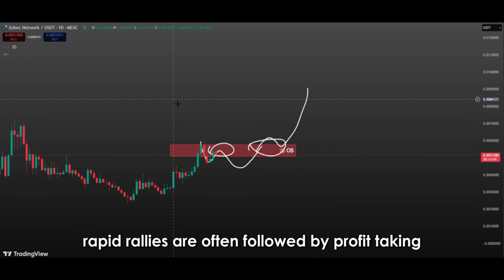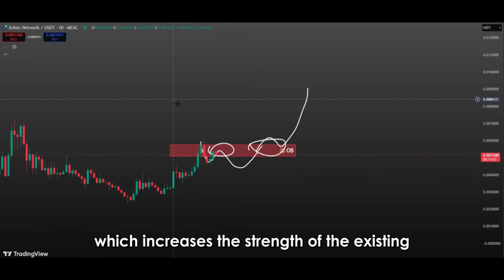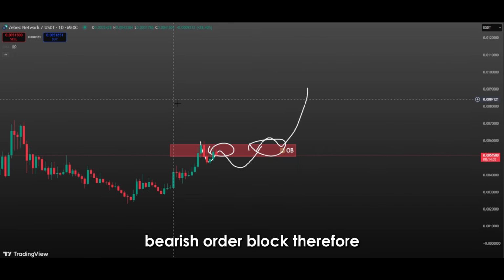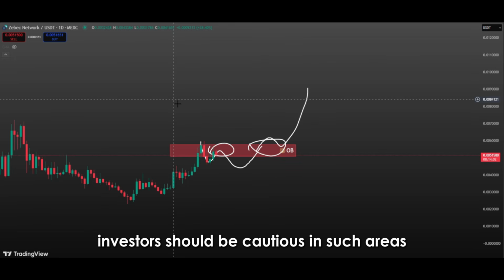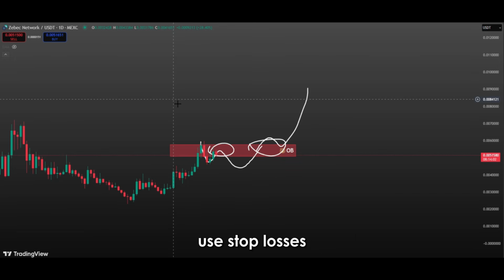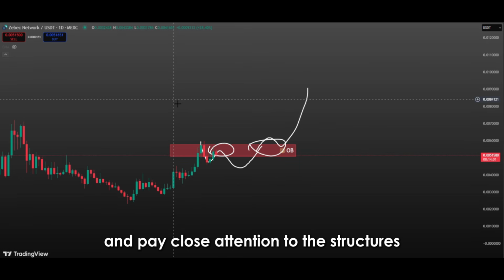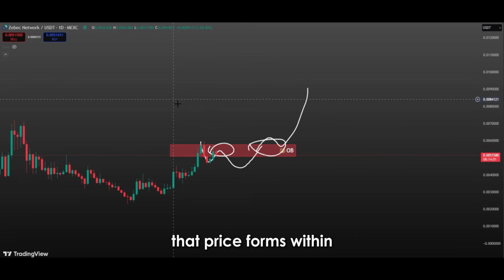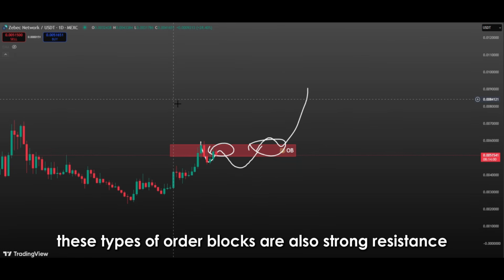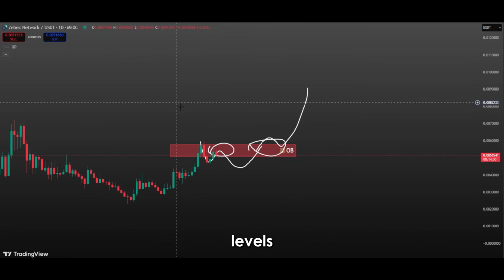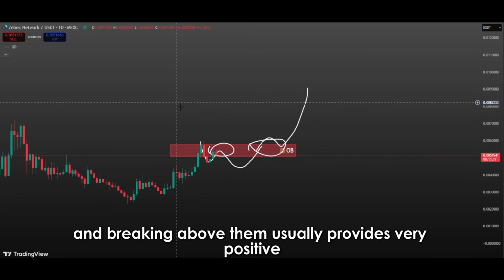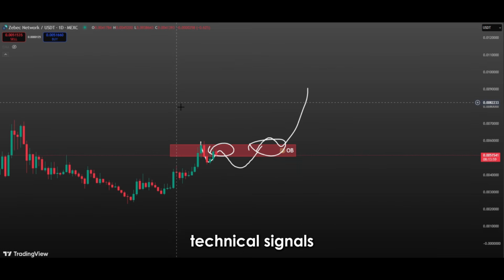That's because rapid rallies are often followed by profit-taking, which increases the strength of the existing bearish order block. Therefore, investors should be cautious in such areas, use stop losses, and pay close attention to the structures that price forms within the block. That said, these types of order blocks are also strong resistance levels, and breaking above them usually provides very positive technical signals.